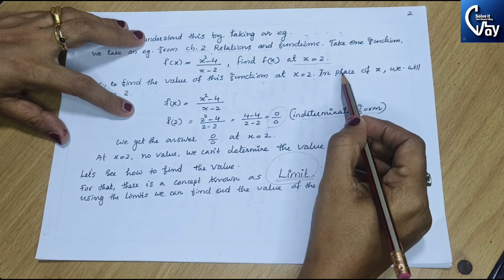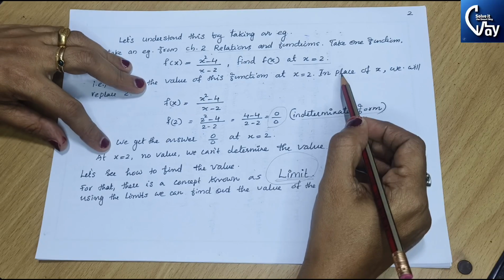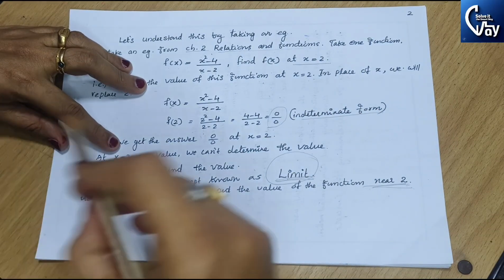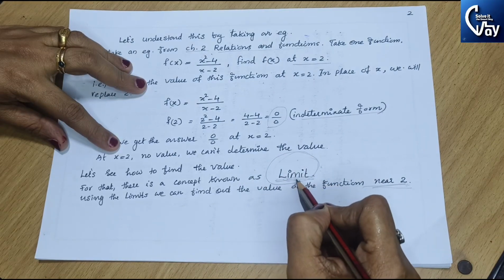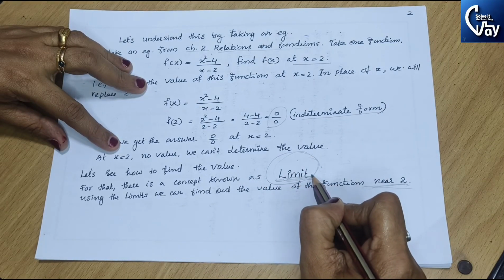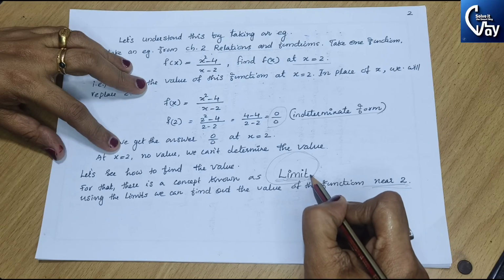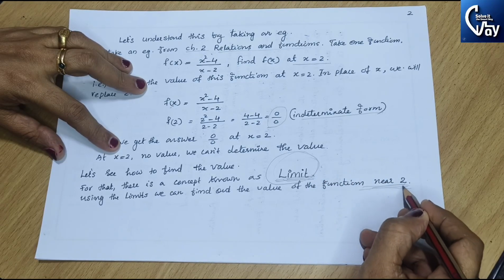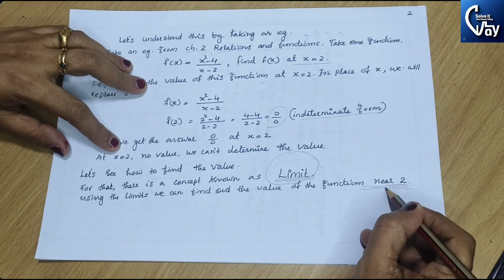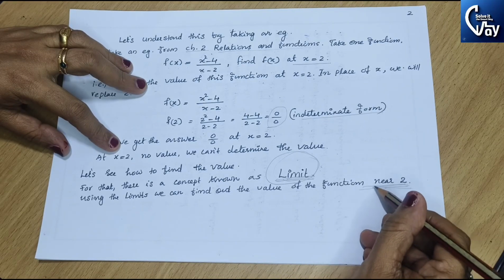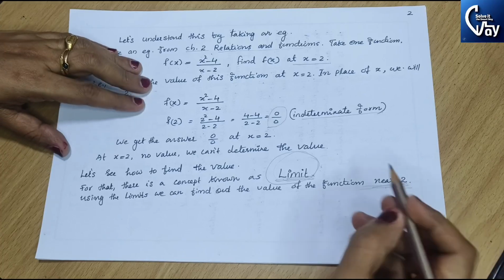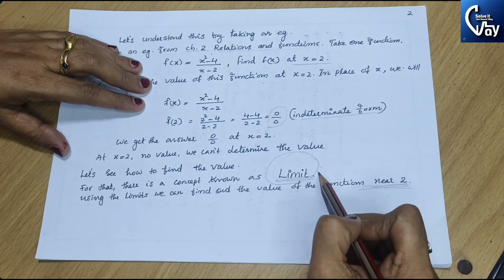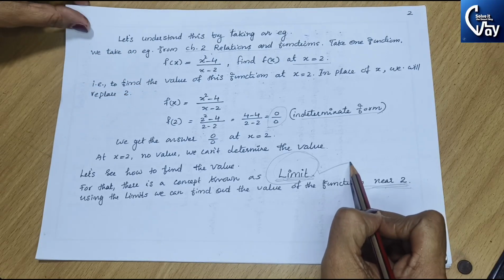Then how do we find the value of that function? Let's see how to find the value. For that, there is a concept known as limit. Using the limits, we can find out the value of the function near to, not exactly to. We find the value of the function near to. We find the value of this kind of function using the concept limits. Is it clear?